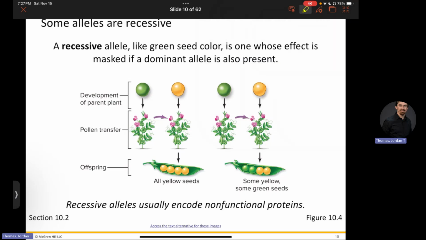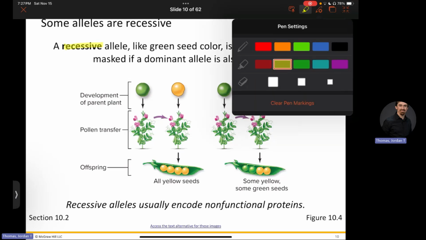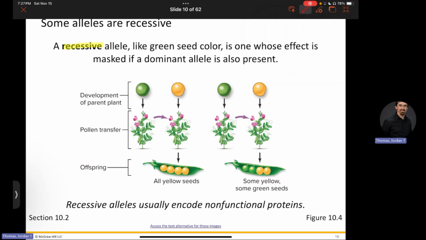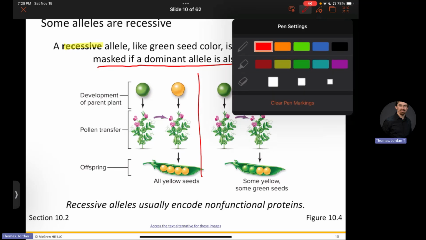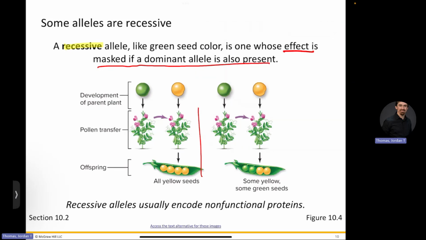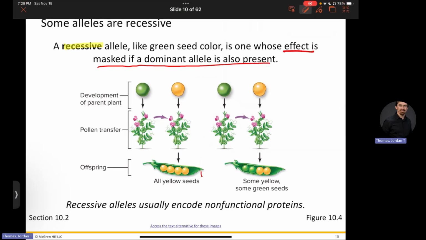Next are recessive genes. A recessive allele, like green seed color, is one whose effect is masked if a dominant allele is present. So again, split this in half. Oh, let me redo that. Let me get my eraser real quick. There we go. Use the blue in example one.